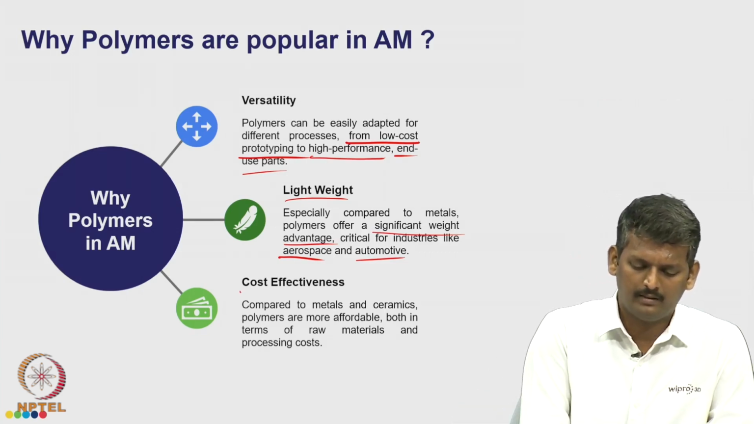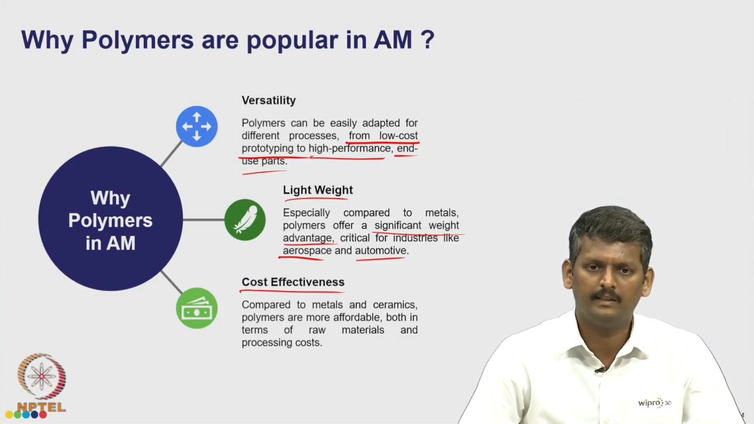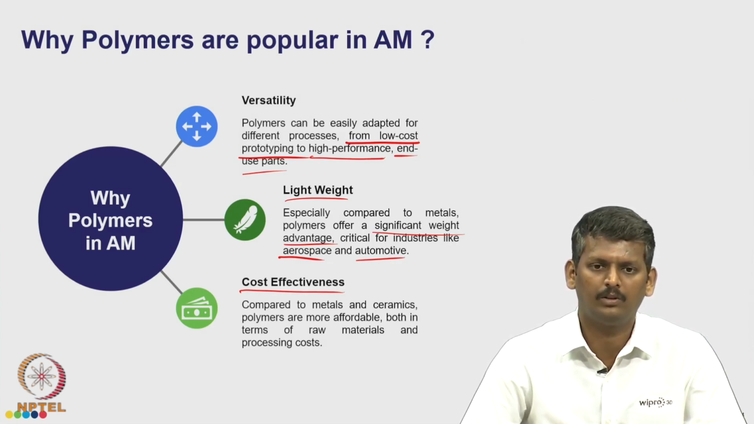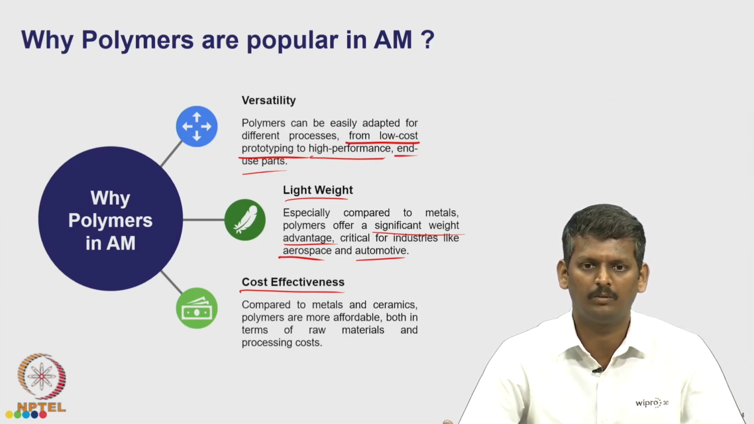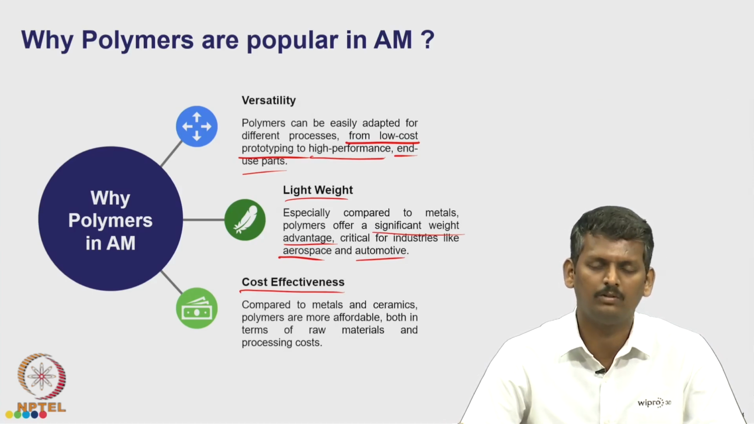And the third thing is cost effectiveness. When compared with metals and ceramics, polymers are more and more affordable, and it is not only in the aspect of raw materials but also in the processing cost. The machineries which process these polymer materials are also much cheaper, because machineries like FFF are way cheaper when compared with their counterparts like ceramic or metal machines. So cost effectiveness also comes into the picture.